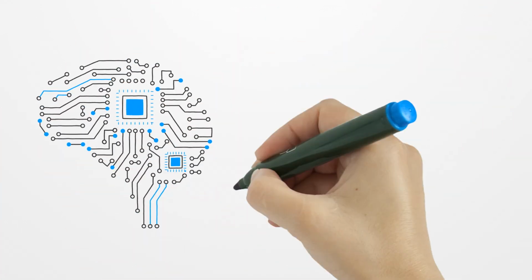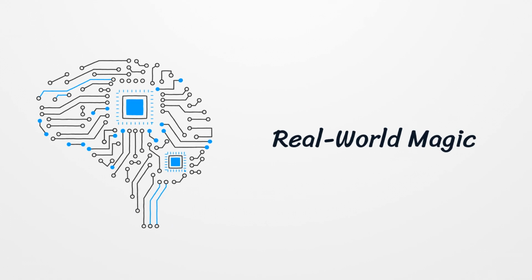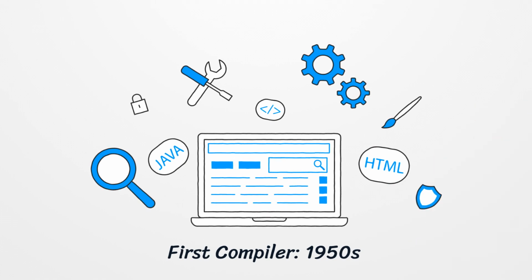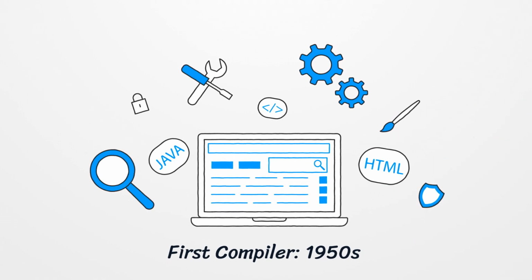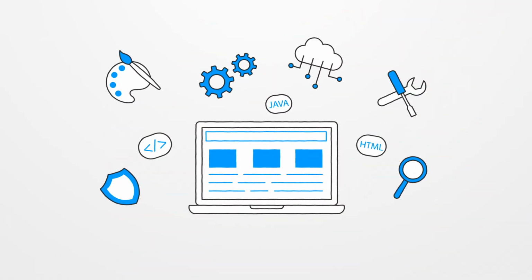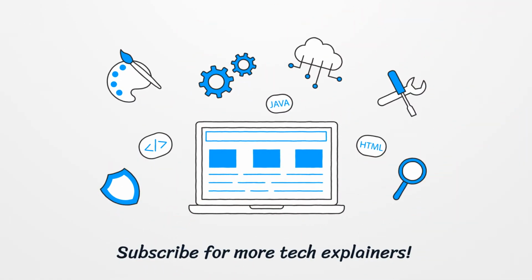Every app you use, every game you play, every AI tool, all powered by compilers working quietly in the background. Fun fact, the first compiler was built in the 1950s. Today, the same process happens in milliseconds. And that's how a compiler works, silently turning your ideas into reality.